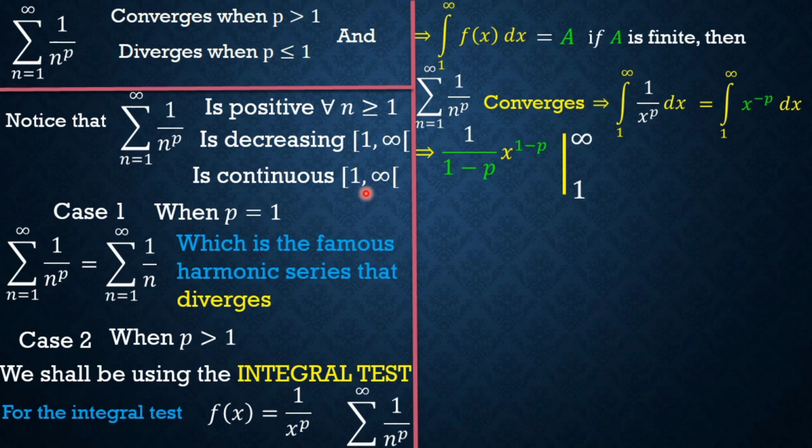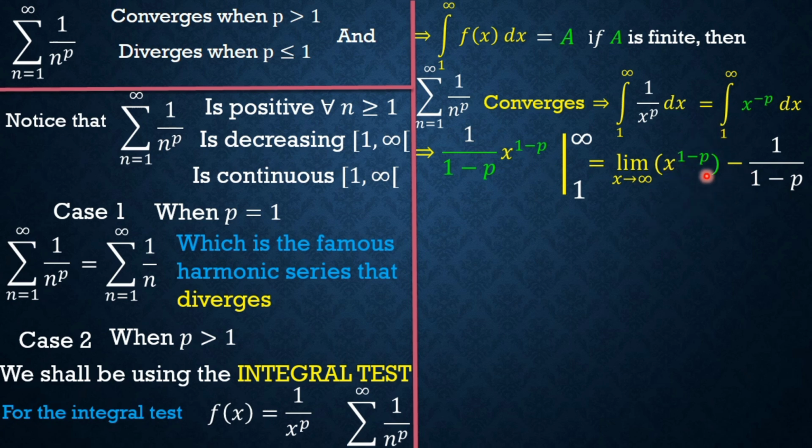In this case now, we can plug in 1 in place of x. If we plug in 1, 1 raised to the power 1 minus p simply gives us 1. So we are going to have 1 over 1 minus p. Now, if we plug in infinity, we are simply taking the limit as x goes to infinity of x raised to the power 1 minus p, minus, when we substitute the lower limit, which is 1, just 1 over 1 minus p. Great, this is what we have.